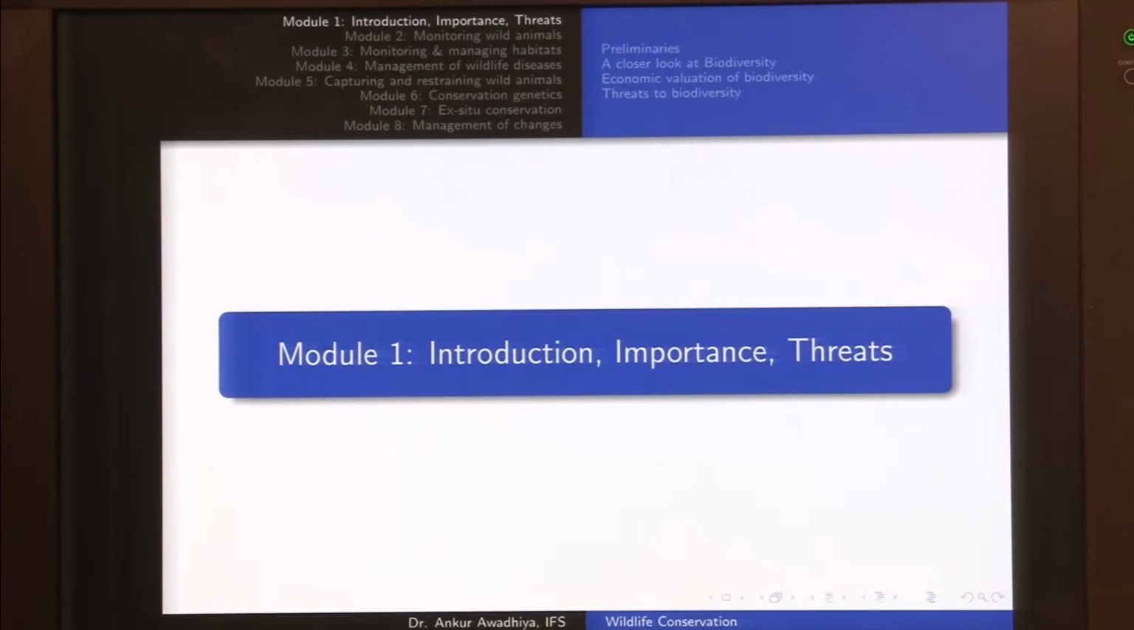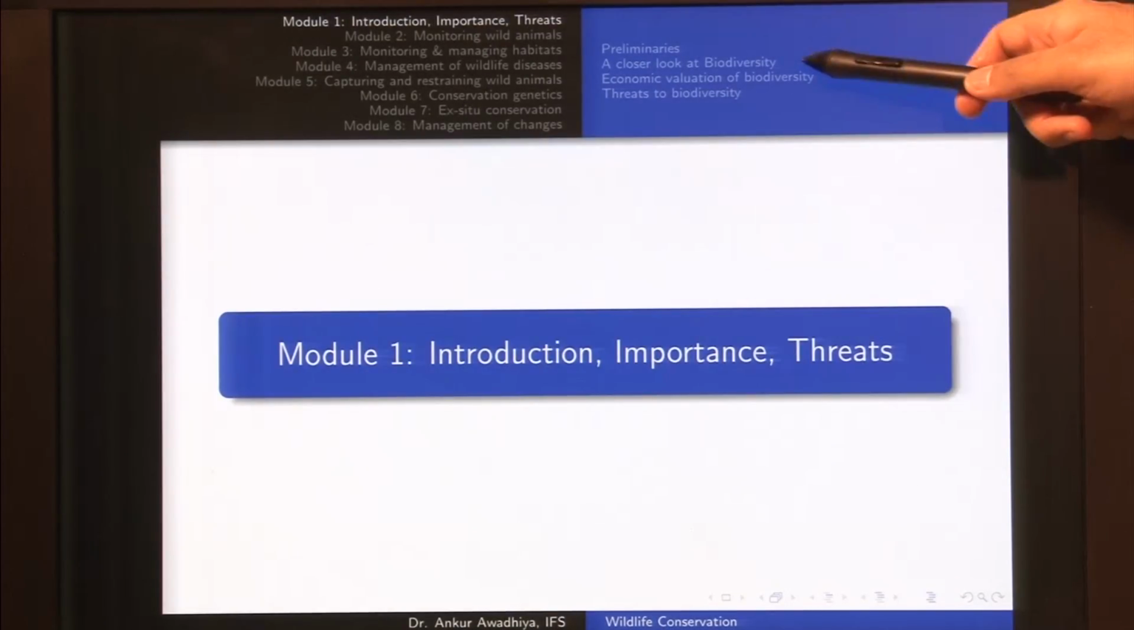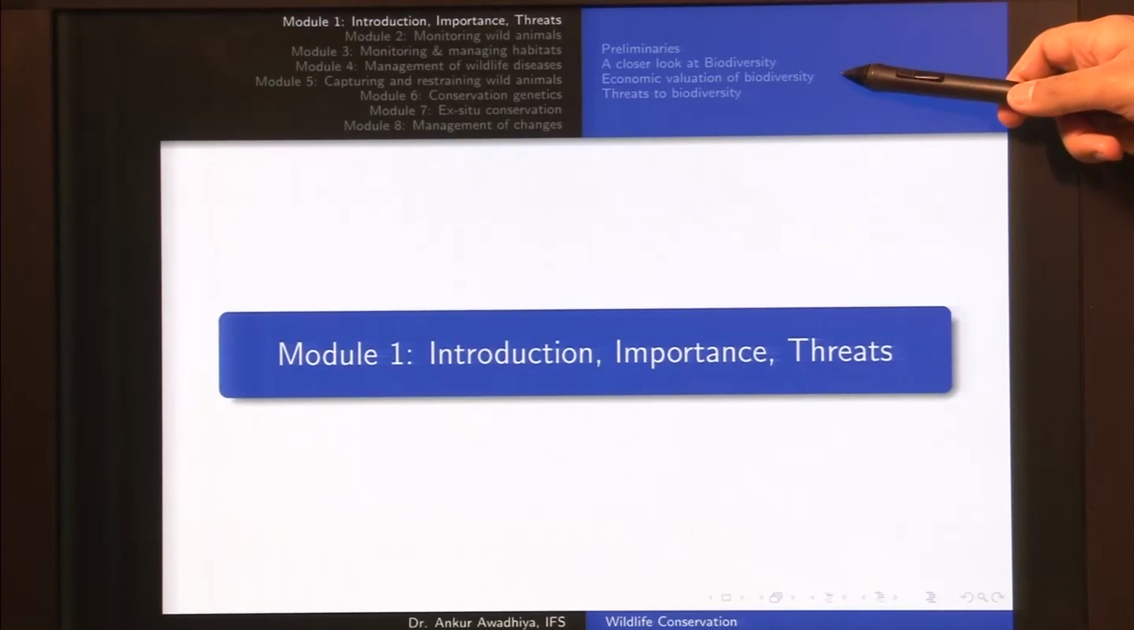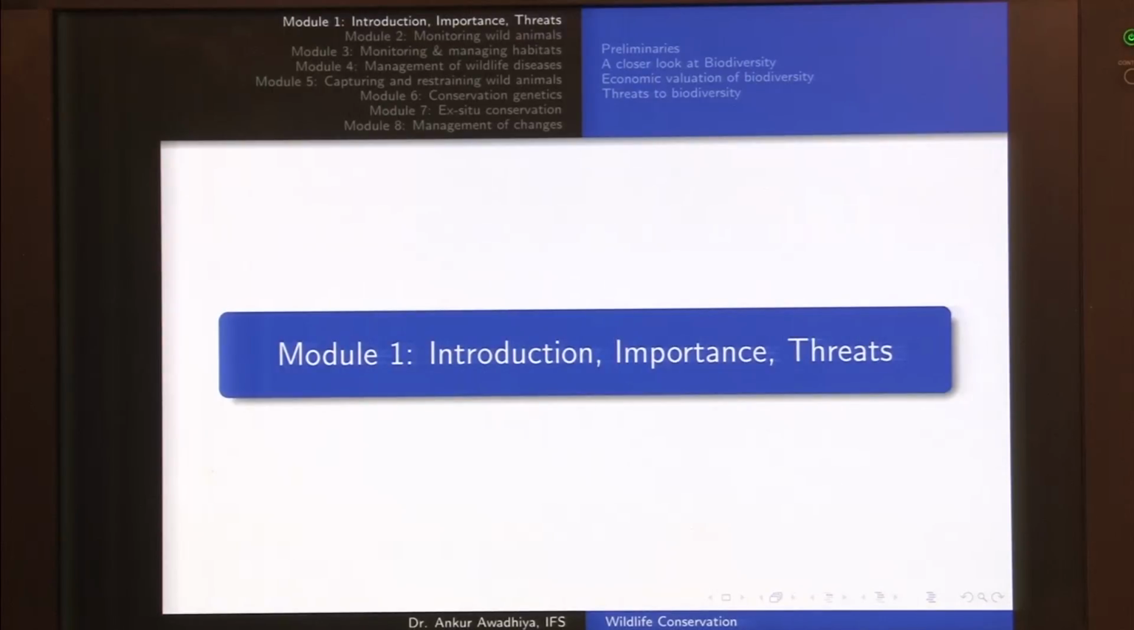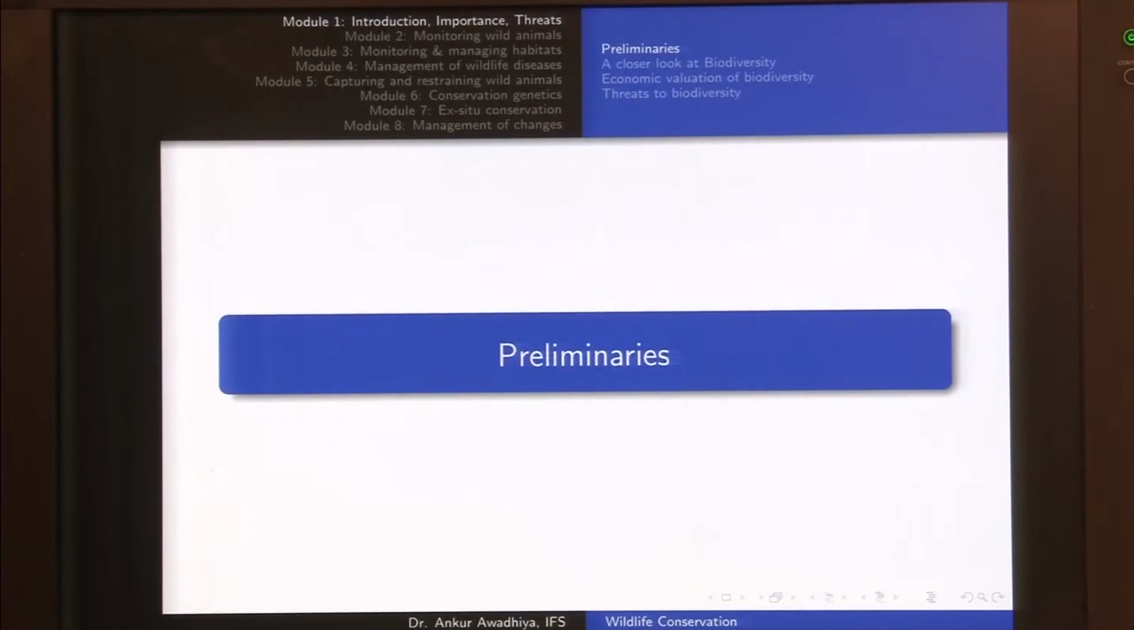We will have 8 different modules in this course. The first module will be Introduction, Importance and Threats. In this module, we are going to have 4 lectures: preliminaries, a closer look at biodiversity, economic valuation of biodiversity and threats to biodiversity. So, let us begin with the preliminaries.